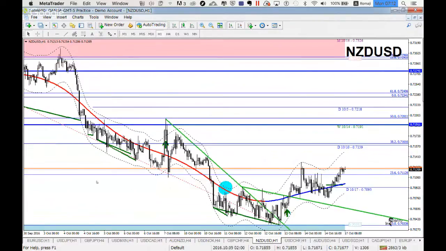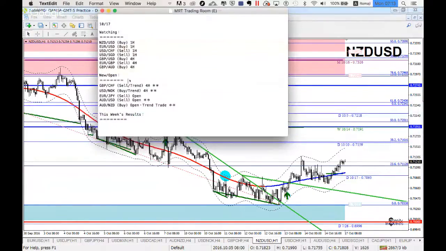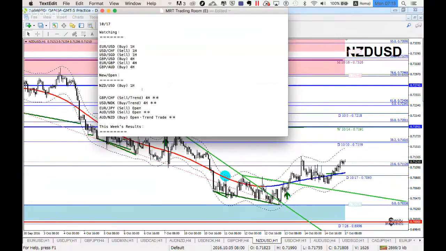So I feel pretty good about this one. This one is moving pretty well. The stop is right below this demand zone. Once we hit this weekly pivot, we'll go ahead and take partial profit and move the stop to break even and try for our extension profit target up here, which is another weekly pivot at 0.7275. So this New Zealand dollar buy is now an open trade. And a signal trade.